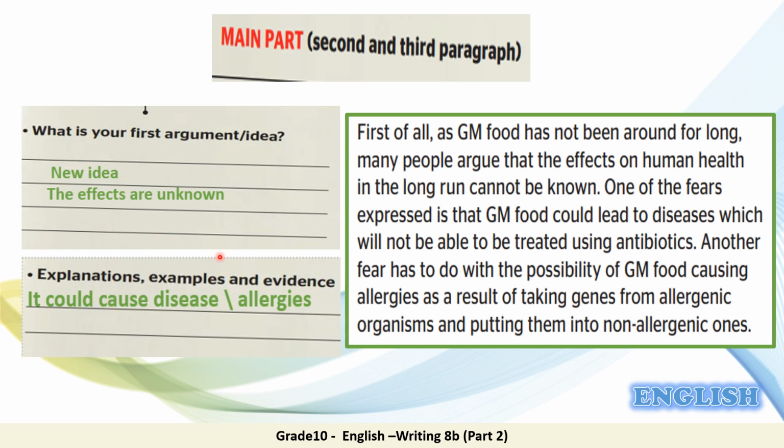Now, let's explain further with examples and evidence. We mentioned that it can cause disease or allergies. So we will say, "One of the fears expressed is that GM food could lead to diseases which will not be able to be treated using antibiotics." Then we added more to make sure that the reader will understand our argument. "Another fear has to do with the possibility of GM food causing allergies."